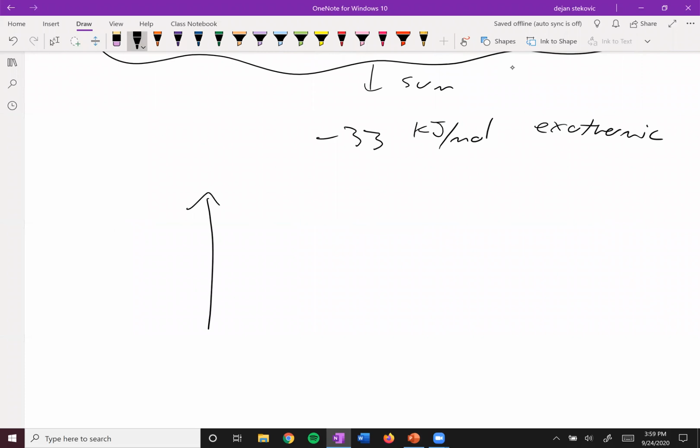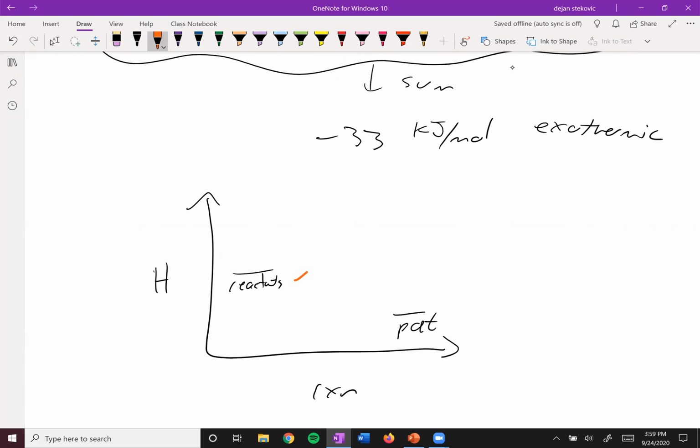And of course, you can draw a reaction coordinate diagram, right? So we can have delta H, enthalpy, on this y-axis, and then reaction here. And then we go from reactants. In this case, it's negative, so products, right? This gap right here is your delta H, right? So in this case, this is exothermic, and so it gives off heat.